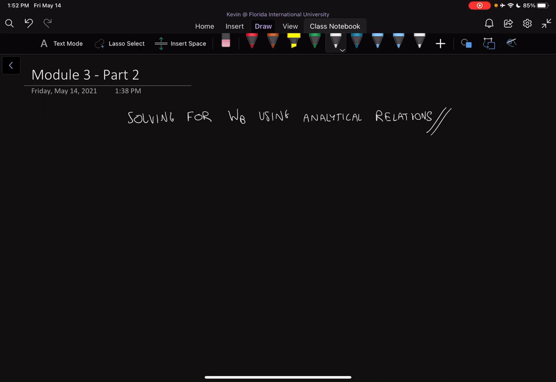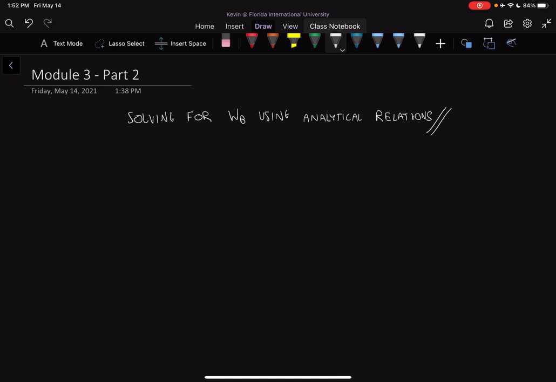So we are back for part 2 of module 3, and in part 1 of module 3 we ended on looking at how we can use a graphical form to find work boundary. And now we're going to shift to the second methodology which we had talked about, which is to use an analytical relationship between pressure and volume and actually solving it through an equation.